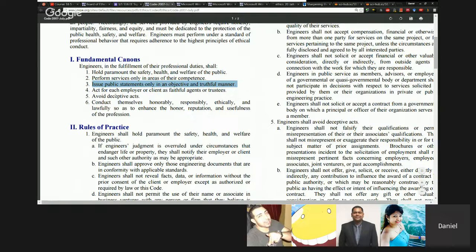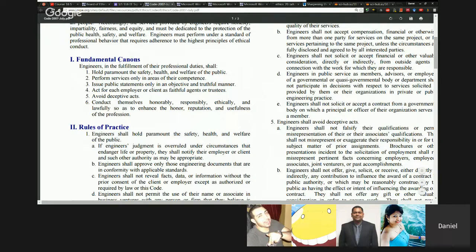And we see that honesty is important. In fact, the fifth one is also about honesty. Avoid deceptive acts. The fourth one, act for each employer or client as faithful agents and trustees. So all three of these have to do with honesty, truthfulness, integrity, not being deceptive. And then finally, this is sort of the catch-all, that engineers shall conduct themselves honorably, responsibly, ethically, and lawfully so as to enhance the honor, reputation, and usefulness of the profession.